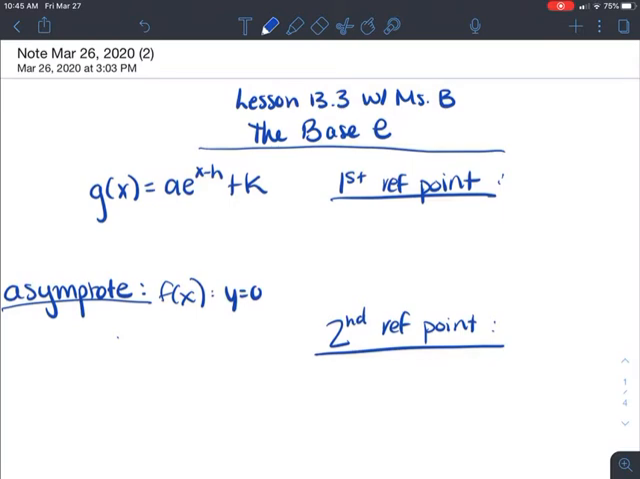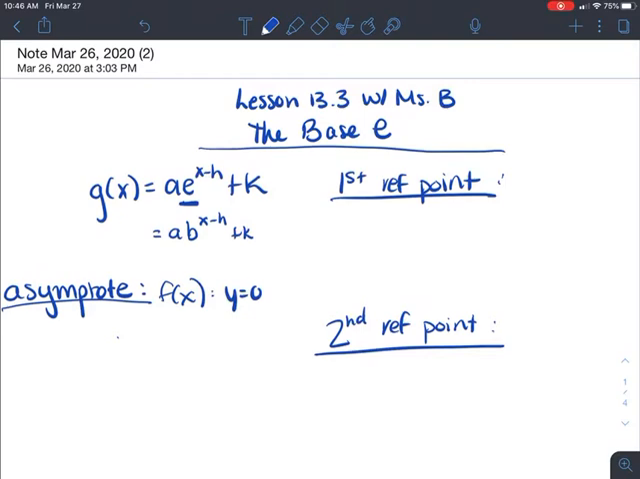Okay, so the parent function for this is going to be the same as the ones for the exponential growth and decay functions, but our transformed function, or g of x, looks like a e^(x minus h) plus k. So remember, the transformed functions for the exponential growth and decay were very similar. It's just instead they had a b^(x minus h) plus k. Now we just don't have the b anymore. We just have a. So b is e.